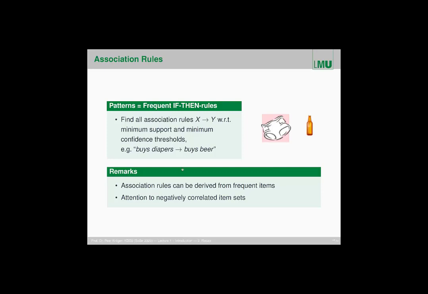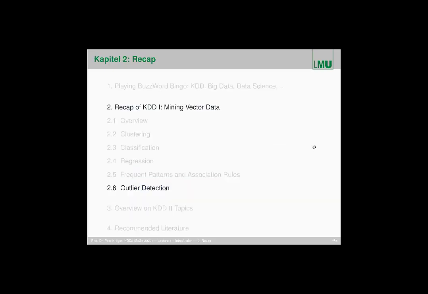And association rules can be derived from frequent item sets. So frequent item sets are a kind of pre-processing step to association rules. And we have to take care about confidence because there may be negatively correlated item sets where confidence is a little bit misleading. So we talked about that also in KDD1, that confidence alone is maybe not the best measure to evaluate the interestingness of association rules. Just keep that in mind.